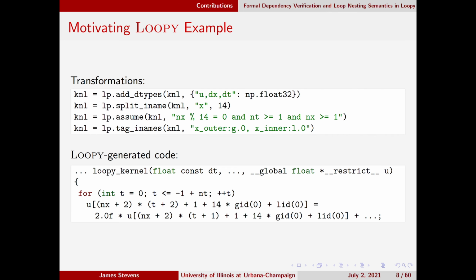x and t domains. To specify the algorithm, our system enables a large number of program transformations, and here are a couple of examples. Suppose that we want to parallelize the X loop across threads, and in doing so, we want to exploit two levels of parallelism. So to do this, we split it into two nested loops, X outer and X inner, and then we use the tag inames transformation to parallelize each of these loops.